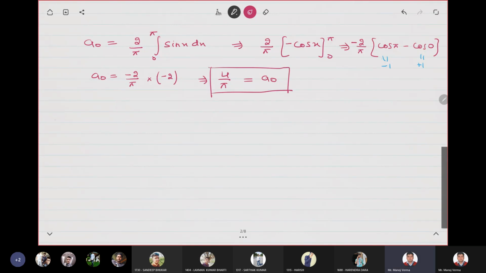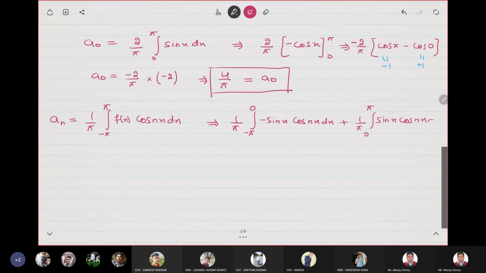Okay. So for a n, the integral we have to calculate is minus pi to pi f(x) cos nx dx. So again what I will be doing is I will split this interval according to my function: minus pi to 0, where the value will be minus sin x, so minus sin x cos nx dx, and plus 1 over pi 0 to pi sin x cos nx dx.